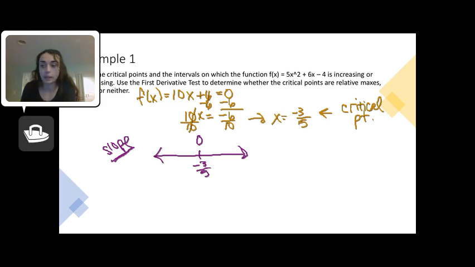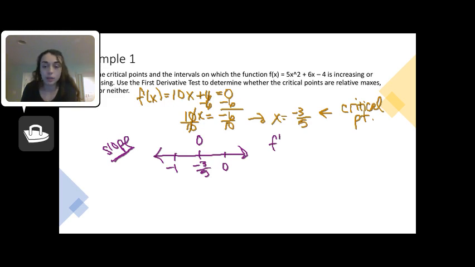So here I'm going to pick a number to the right of negative 3/5. I'm going to pick something easy because we have to plug this back into our first derivative. So I'm going to pick 0. And then for a number to the left, I'm going to pick negative 1. And now we are going to plug these values back into our first derivative.